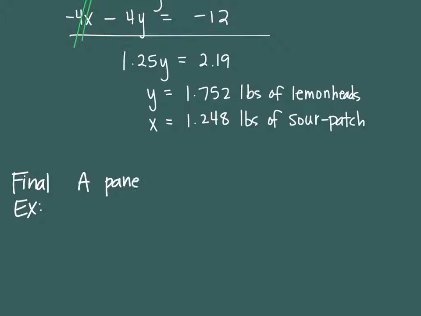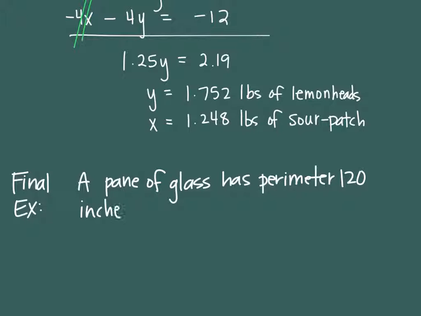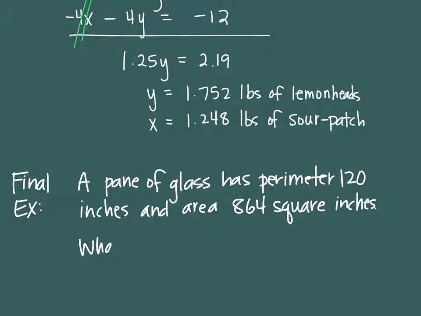A pane of glass has perimeter 120 inches, and area 864 square inches. What's the size or dimensions of the pane of glass? Okay, so what are the size, or I'll call them dimensions?